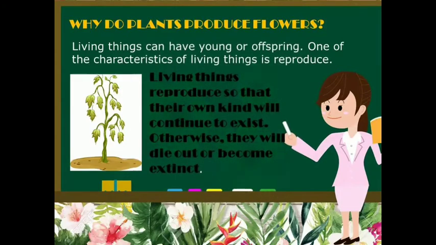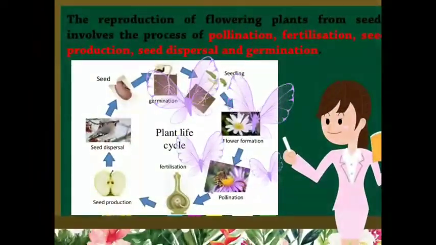Living things can have young or offspring. One of the characteristics of living things is to reproduce. Living things reproduce so that their own kind will continue to exist. Otherwise, they will die or become extinct.